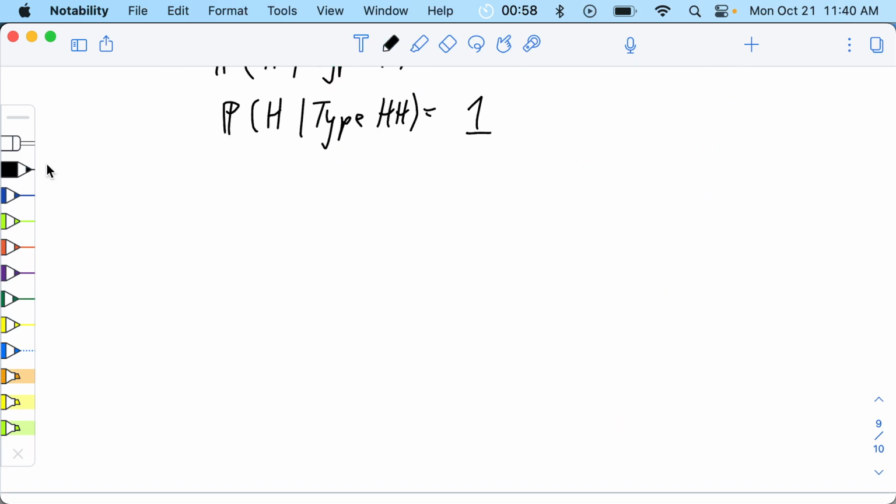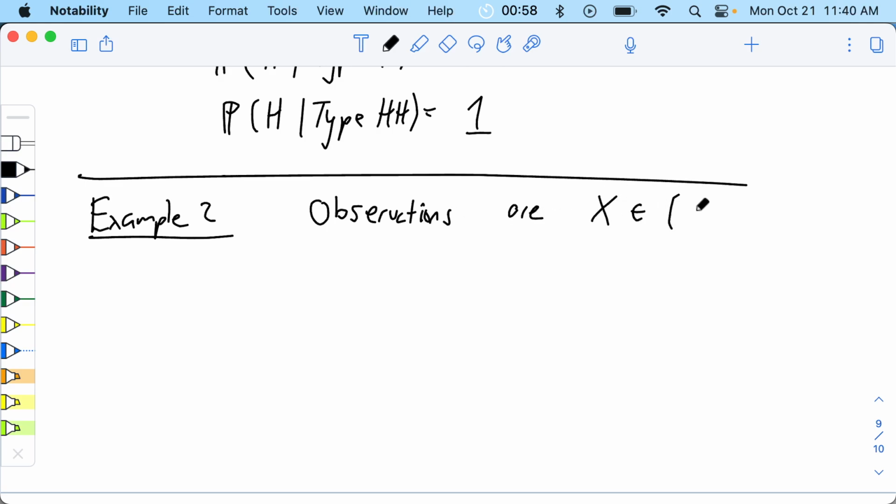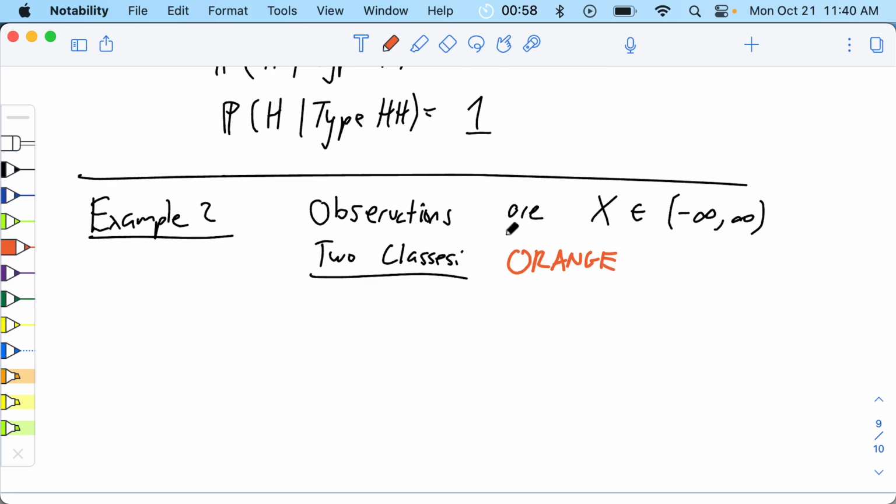So in my example 2, here are the observations. The observations are x values, x in, I don't know, you want to say minus infinity to infinity? Yeah, why don't we do that? So you see some x value, and we have two classes. We have the orange class and we have the blue class. And we have 3 data points in each. So we have 3 examples, and 3 examples.